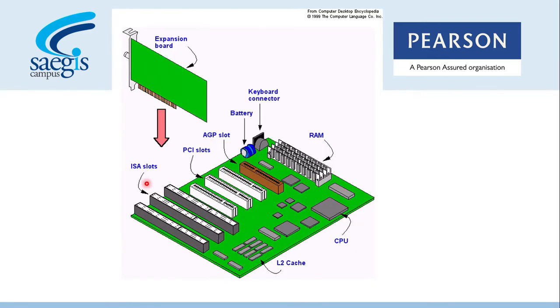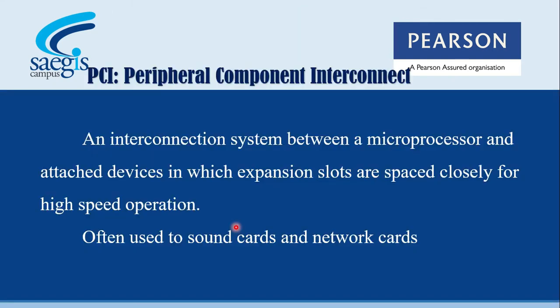So these are the expansion slots. Here we have some ISA slots, and this is the expansion card. We can add these expansion cards to these expansion slots. This is an interconnection between the microprocessor and a device. These expansion slots provide space closely for high-speed operations. We normally use PCI, or Peripheral Component Interconnect, to connect with sound cards and network cards.